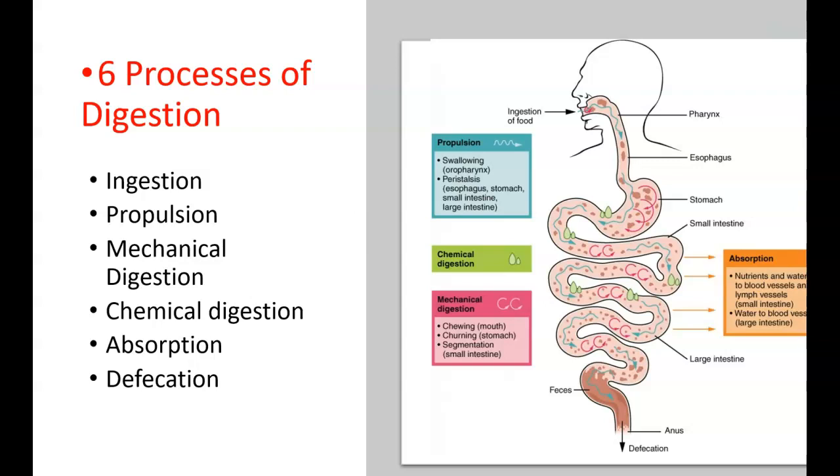The first of these processes is ingestion, and it just refers to the entry of food into our bodies, right? We can't make our own food. We have to bring food in. We have to eat. So ingestion is going to be bringing that food in. Once the food is in, it's chewed and mixed with saliva, which starts breaking down carbohydrates and also a little bit of lipids.